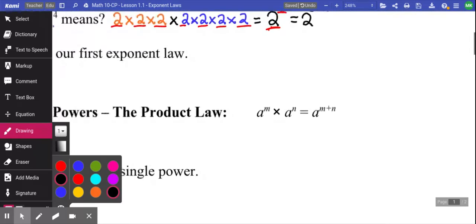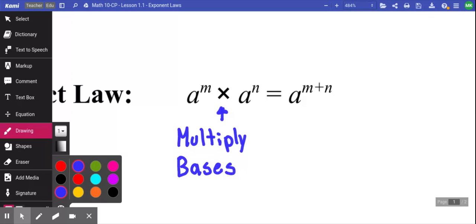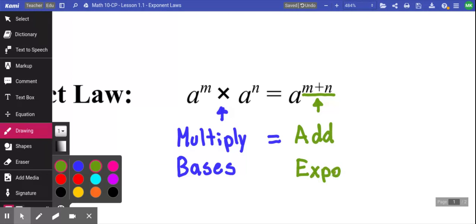Mathematically, it gets written like this. You're multiplying bases. That means you add the exponents. That's our first exponent law. How many people actually think they remember that? A couple of you guys are getting kind of close on it. Yeah, good. So multiplying the base, add the exponents.